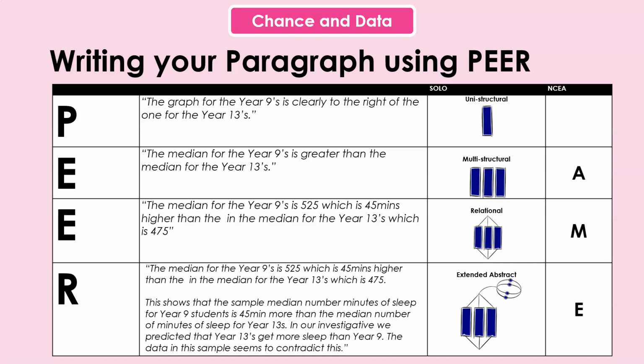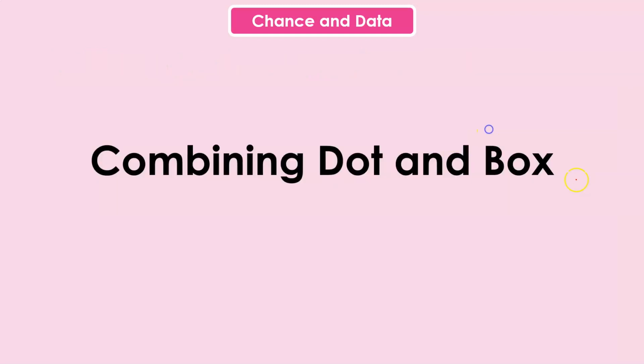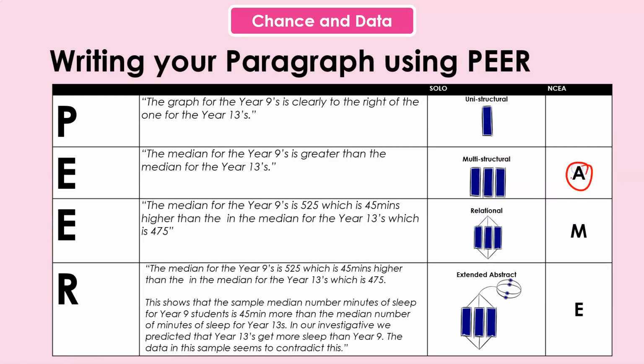The next part is looking at some explanation, and we can say that the reason why the year 9s is to the right of the year 13s is because the median of the year 9s is greater than the median for the year 13s. So you can see at that point that would be an achieved level answer. The next part, once we've got our explanation, is to give some evidence, and we give some values for the median for the year 9s, and then we say that it's 45 minutes higher than the year 13s. So that suddenly gets us further up the levels to a merit level answer.